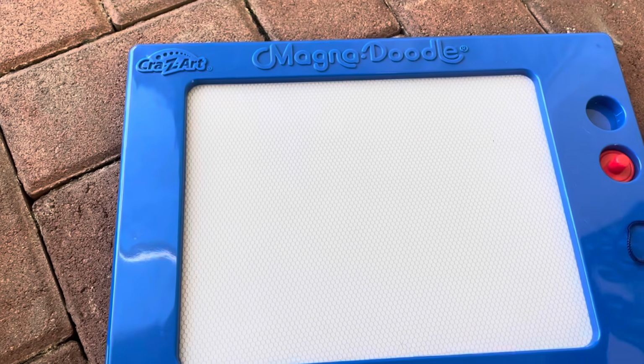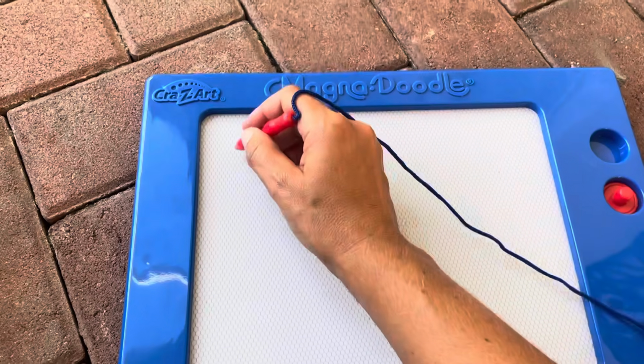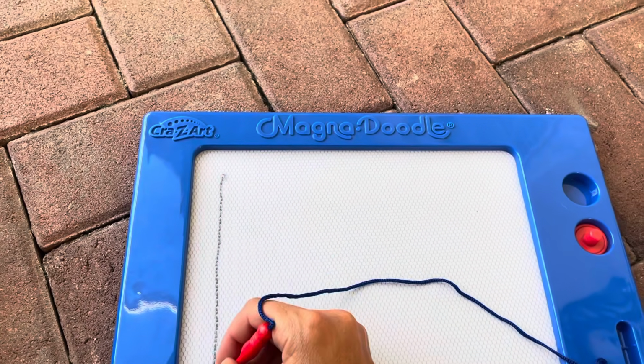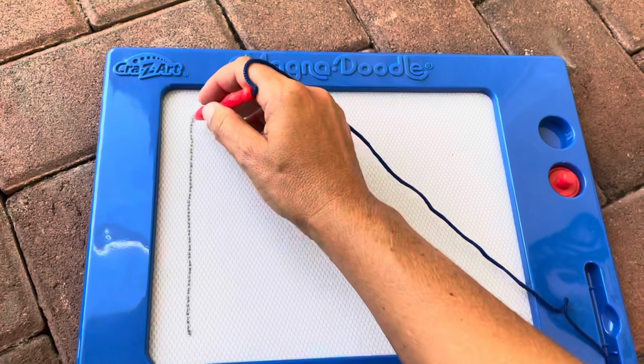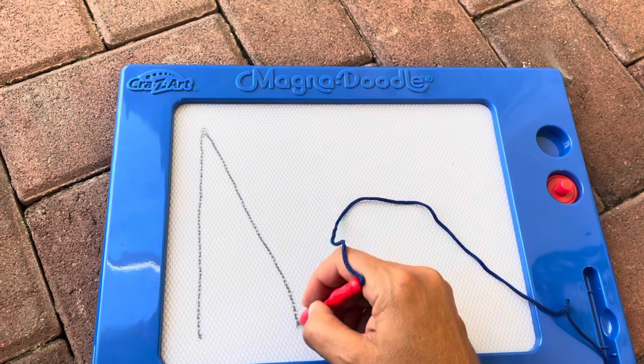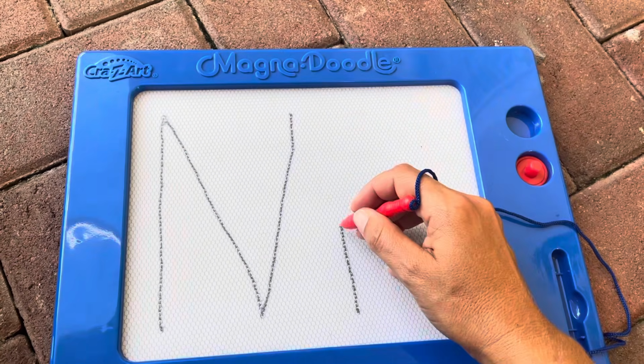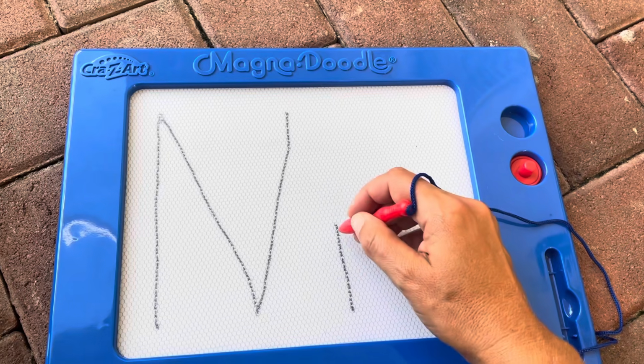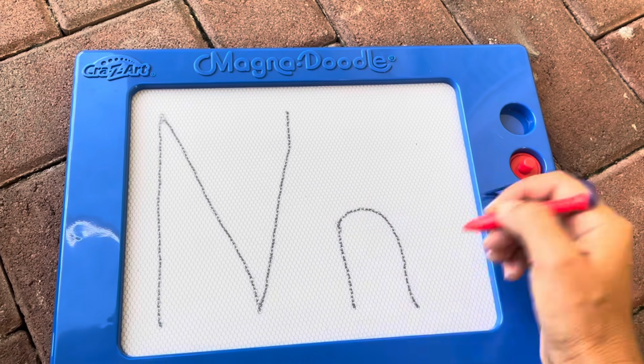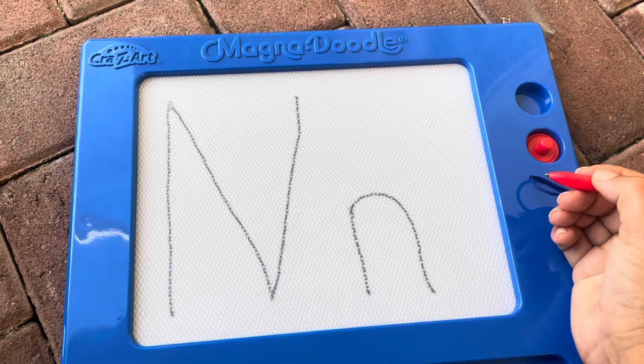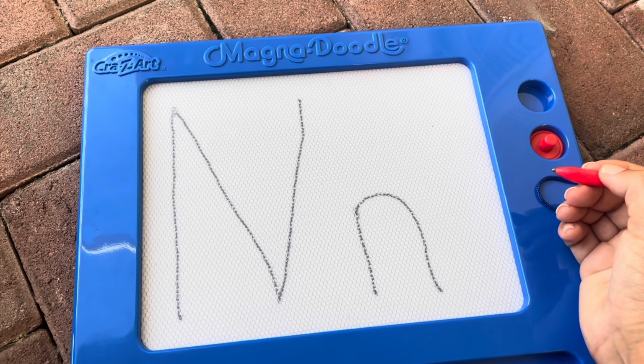After M comes the letter N. Remember, start at the top, straight line down. We're gonna come down and go back up again. And a lowercase n, straight line down, and a little whoop. And N says nn, like in the word nice.